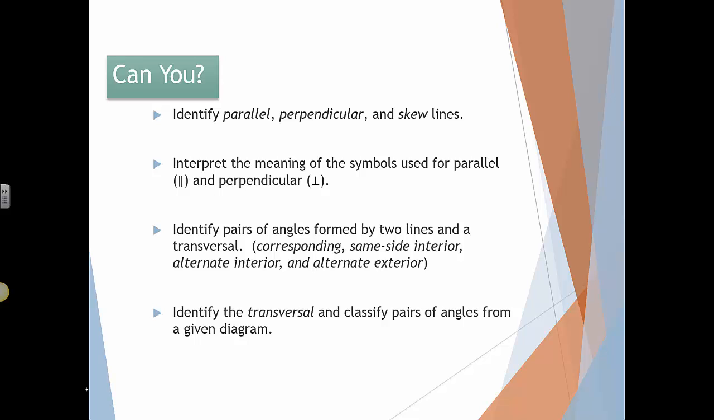Alrighty, now you should be able to identify parallel, perpendicular, and skew lines. Use those symbols correctly for parallel and perpendicular. Identify the different kinds of angle pairs if you're given a diagram, and also identify the transversal and classify pairs of angles. We will work on this more in class. See you then.